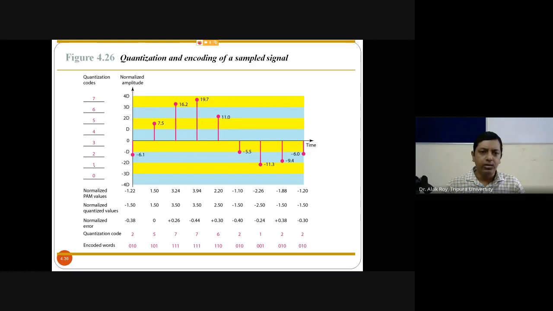-3D to -2D, you are using 1. This will be the codes. Simply, you are using 8 levels from 0 to 8. So where your signal position exists, that is the question here. Say for some reason the normalized value is -1.22, then the quantized value will be 1.50. So here the normalized error will be 0.38 because that is the difference. So for this signal the quantized code will be 2.